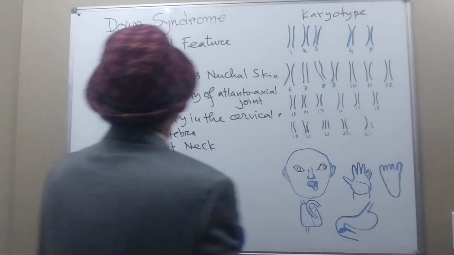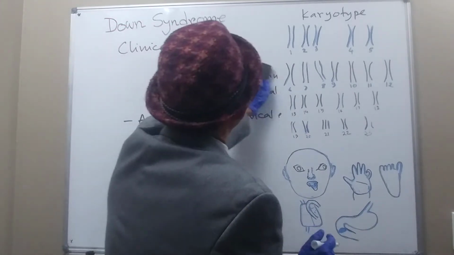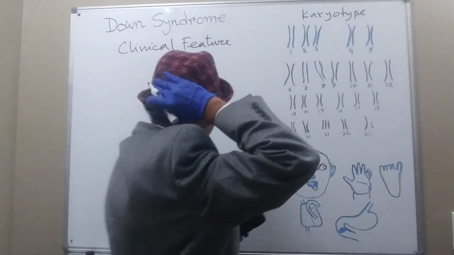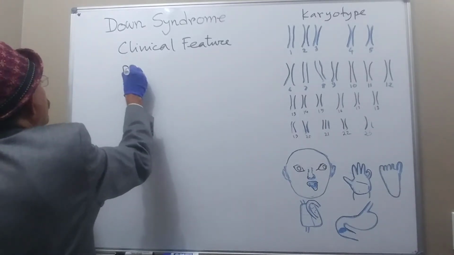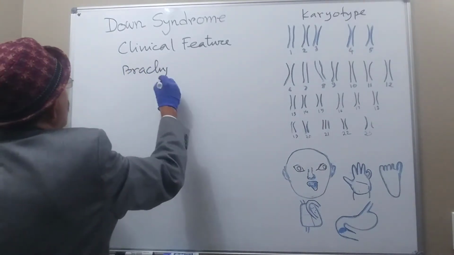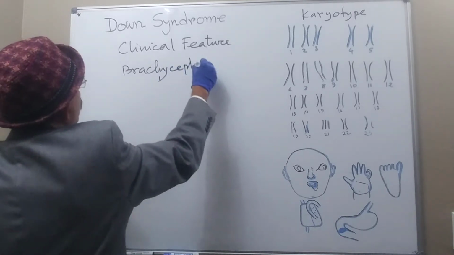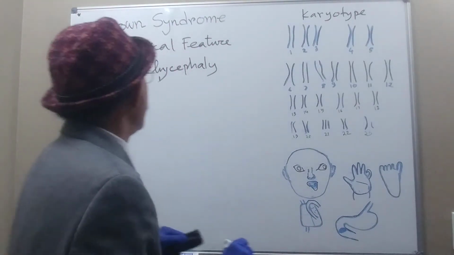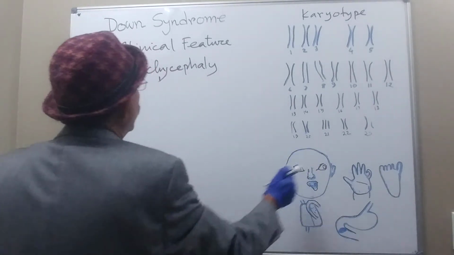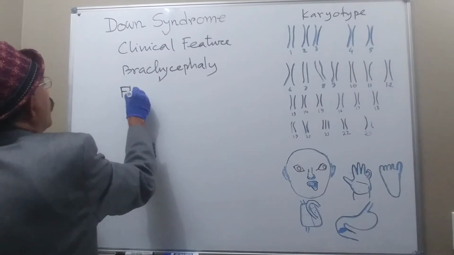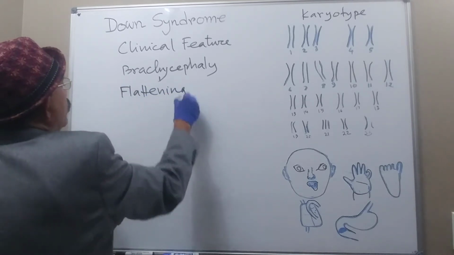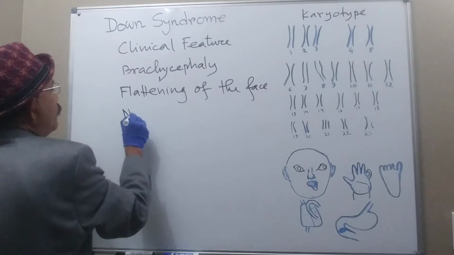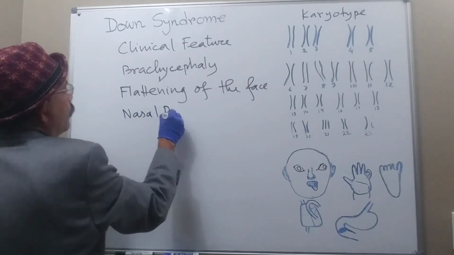We'll go to the face. Before going to the face, in the head and the skull, we have to add one more point: there is flattening of the occipital bone. We call it brachycephaly. That is the flattening of the occipital bone. We'll continue on the head and neck region. We'll get flattening of the face. What happened? The nasal bridge is flattened.